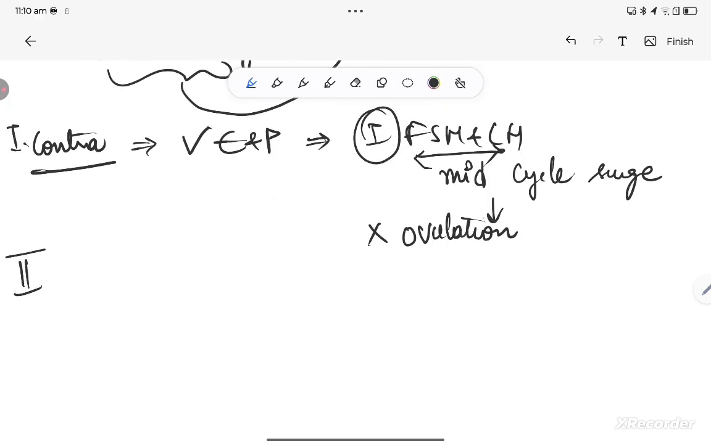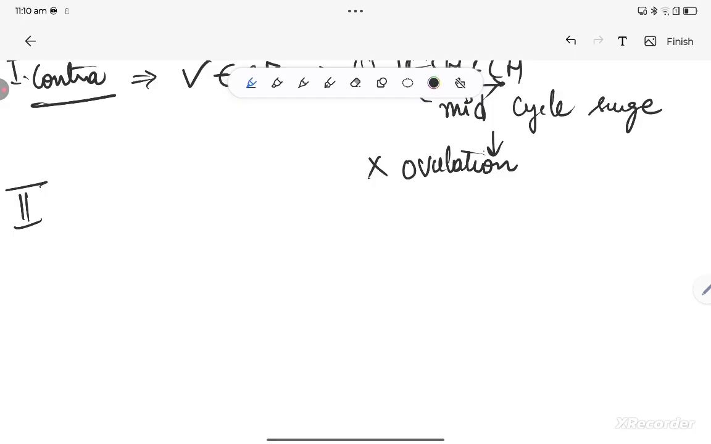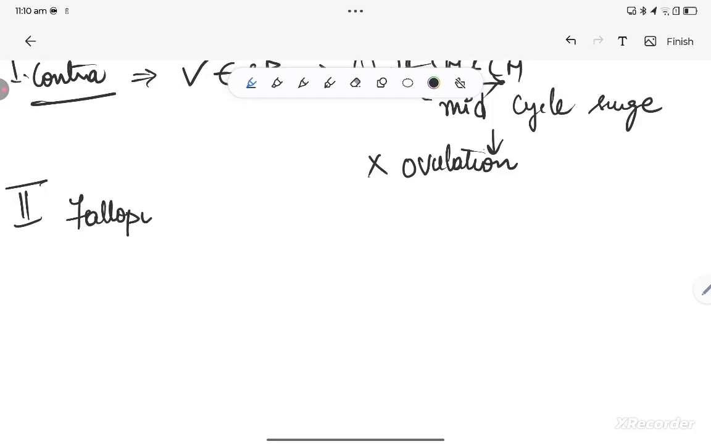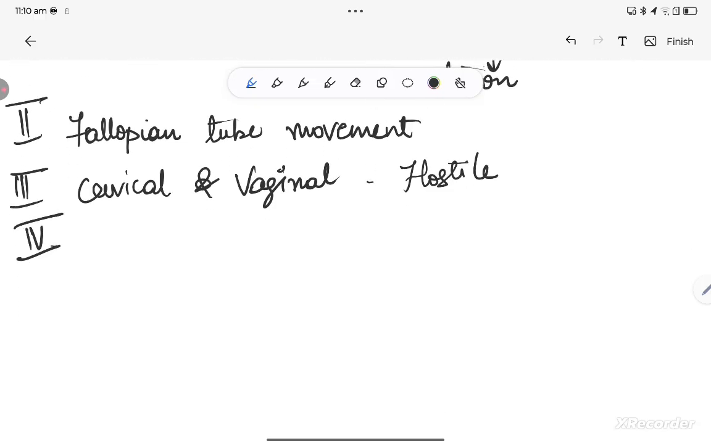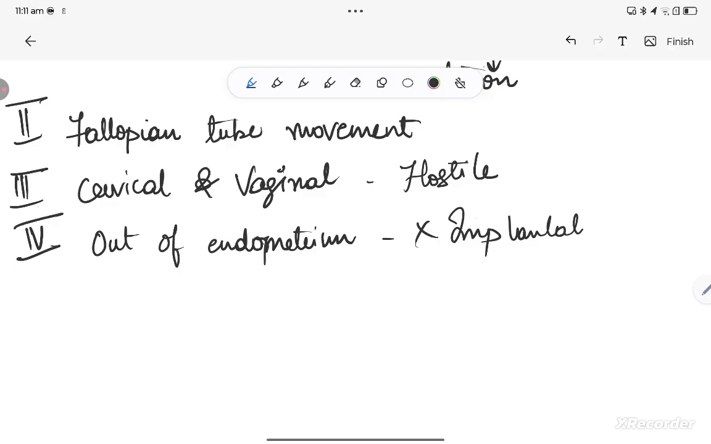The second mechanism is that fallopian tube movements are very important. Fallopian tube movements are out of synchrony. Asynchronous fallopian tube movements will be there, so that movement of the ovum will be restricted. Third, the cervical and vaginal environment will be hostile, mainly by changing the epithelium, so that sperm cannot swim up. And finally, the appropriate implantation bed, that is the uterine endometrium, will be an out of phase endometrium, either hypoplastic or hyperplastic, it can be anything, but implantation will not happen. So these are the four methods by which your contraceptives act.